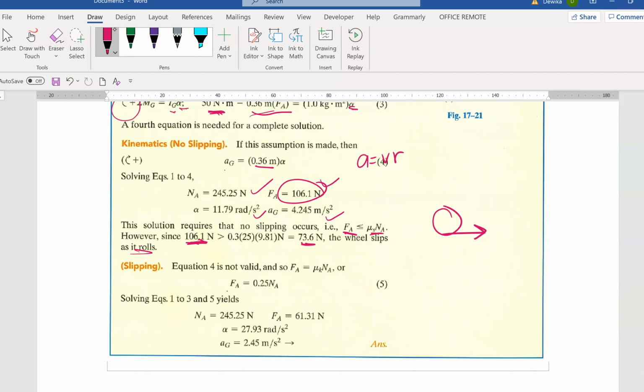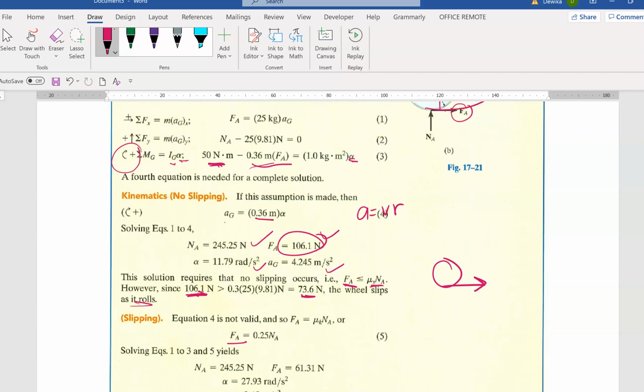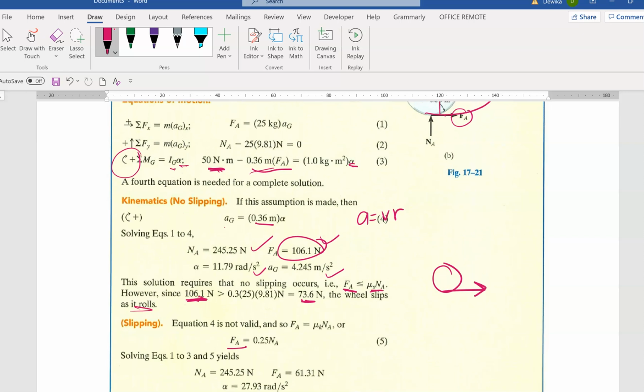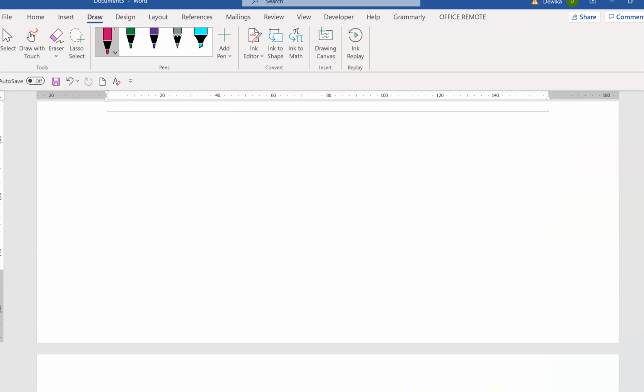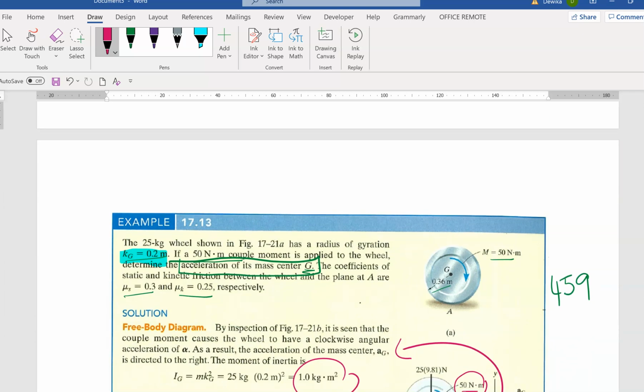So we are done. You can also calculate the friction and check the answer. With that, we have ended chapter 17. Any questions, any part that you don't understand, you can meet me at the online consultation hours, and we can always go through it again. Thank you.